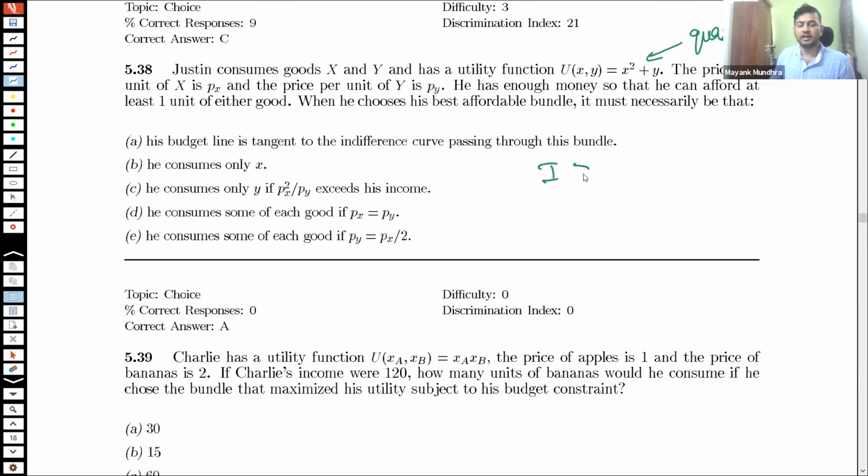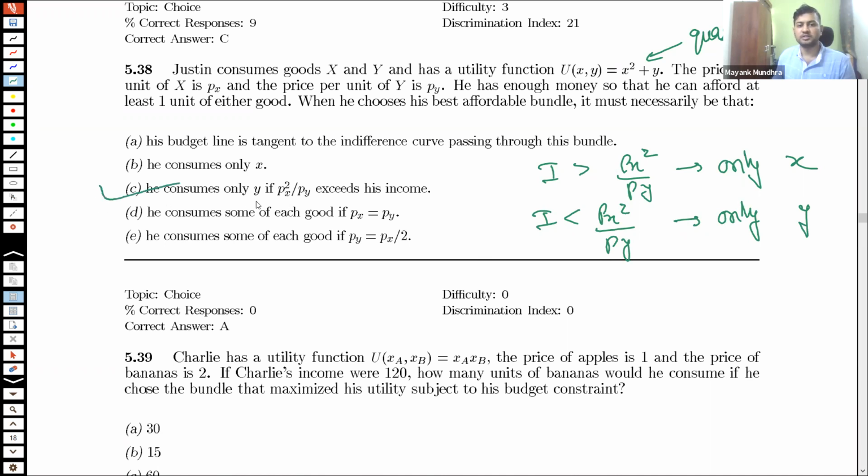Okay, so if I is greater than px square by py, he consumes only x, and if I is less than px square by py, he consumes only y. So that is the final answer. So it is option C: he consumes y if px square by py exceeds his income. Okay. So this is going to be the nature of concave curves. When you have concave curves, it's going to pick either the x or the y-intercept. All right. Next.